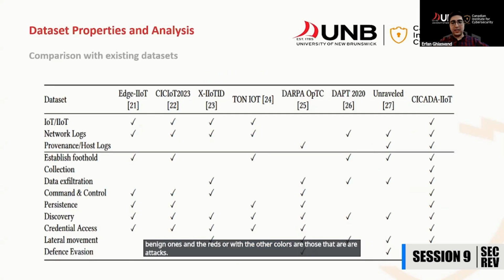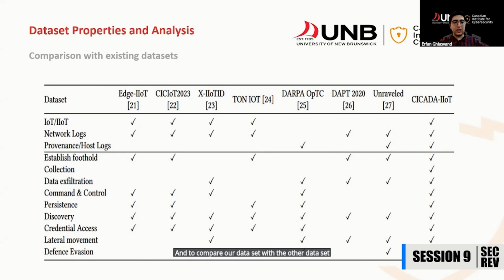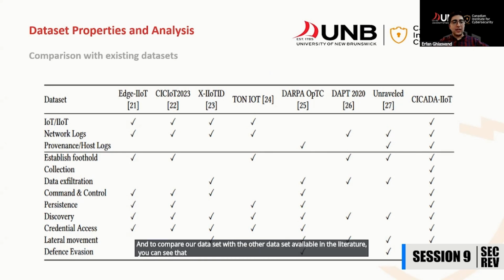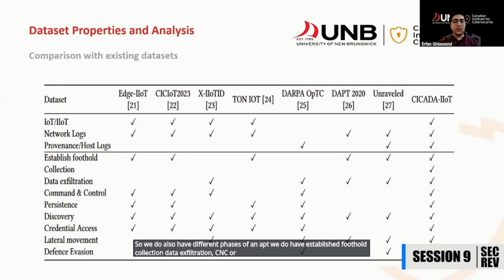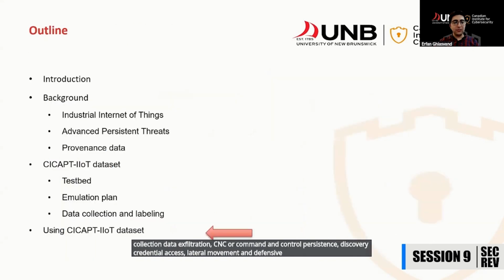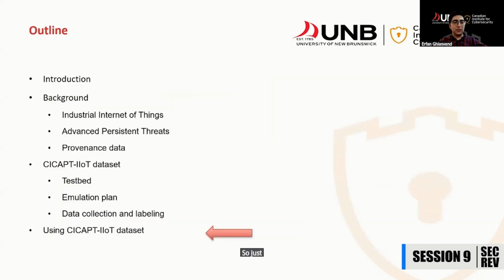To compare our dataset with other datasets available in the literature, the thing about our dataset is that it is generated in an IoT and IIoT setting. It contains network logs and it contains provenance or host logs. We also have different phases of an APT: establish foothold, collection, data exfiltration, C&C or command and control, persistence, discovery, credential access, lateral movement, and defense evasion. Now I'm going to go through a little bit of how we can use our dataset, the CIC APT IoT dataset.